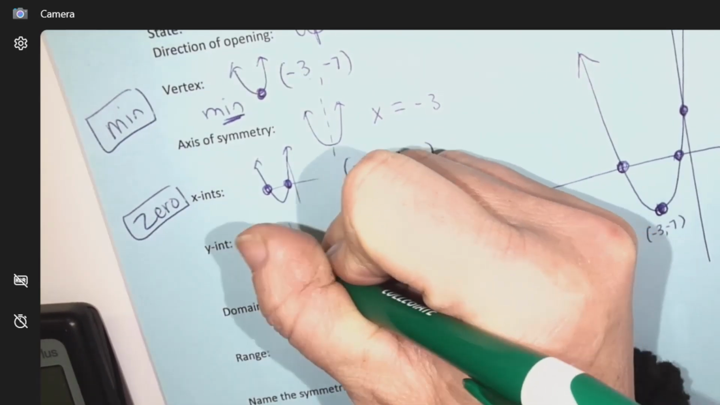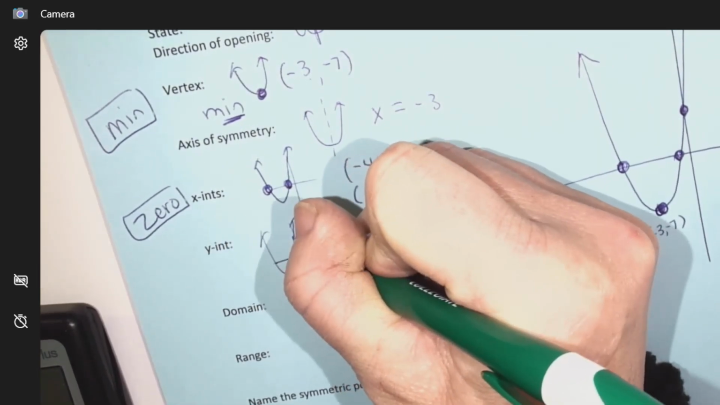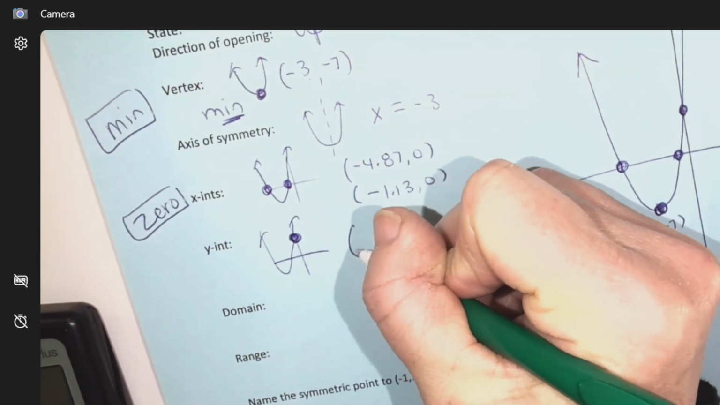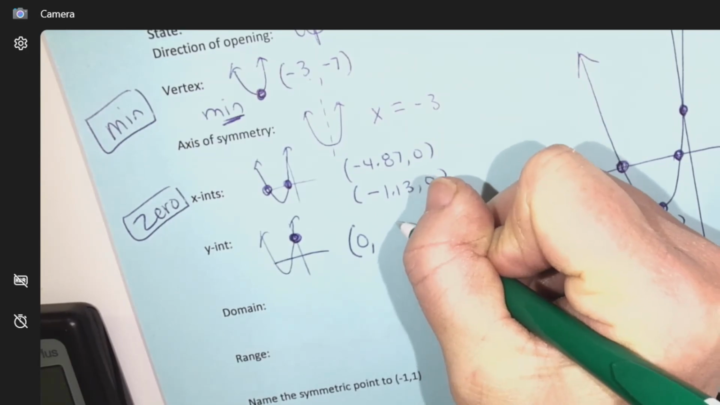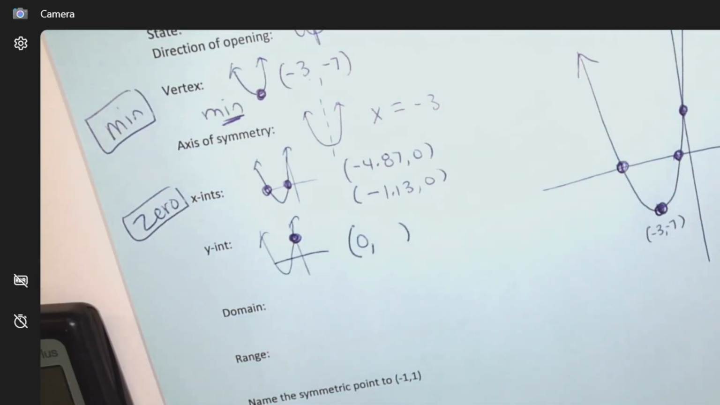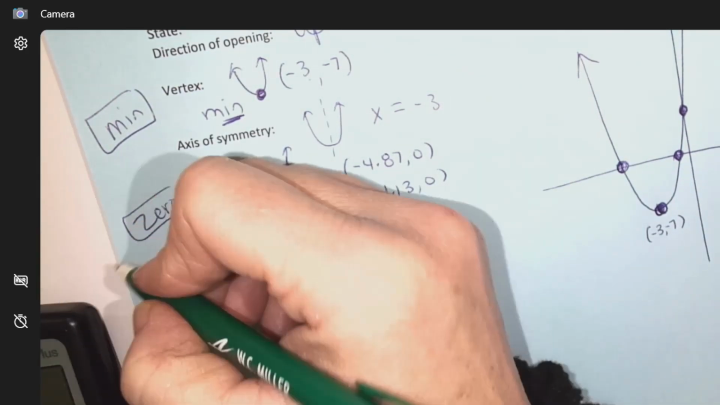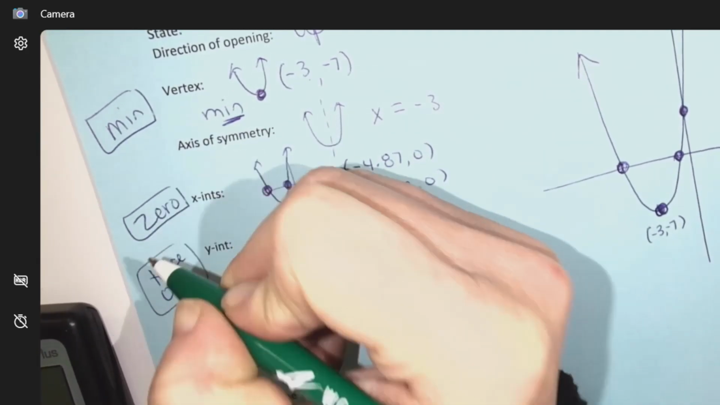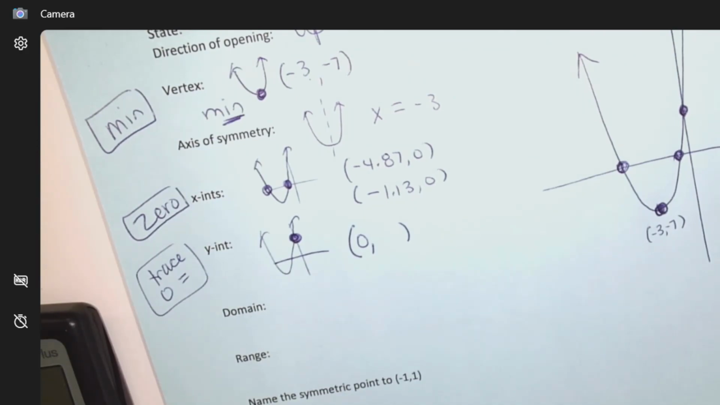Okay, y-intercept. So now I'm finding this coordinate. What do you know about that coordinate, anybody? 0, comma, something, right? So I'm actually just going to go trace 0, enter, because I can tell my mouse if I know the x value, I can go anywhere I want.